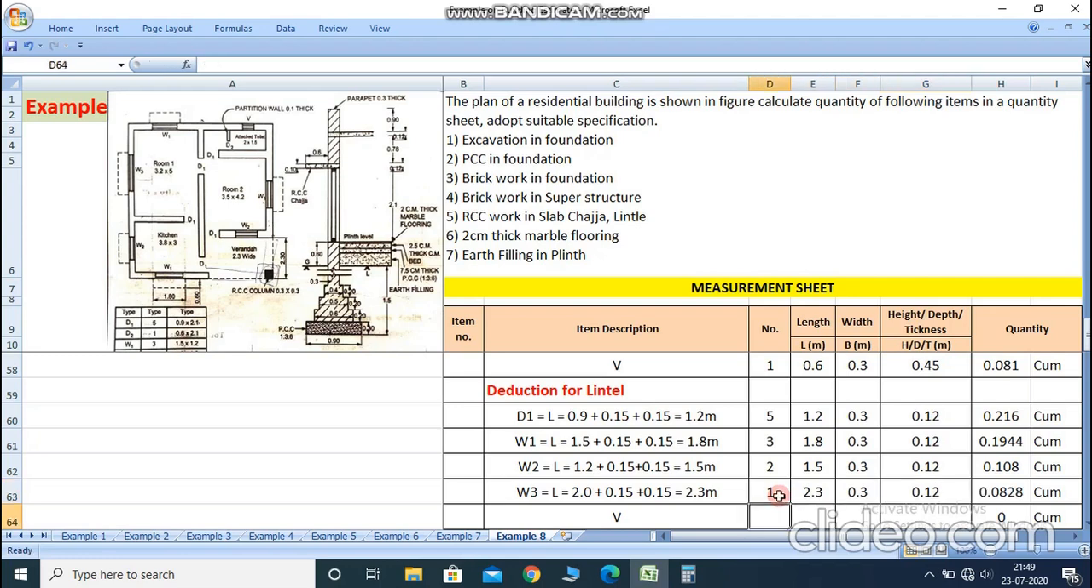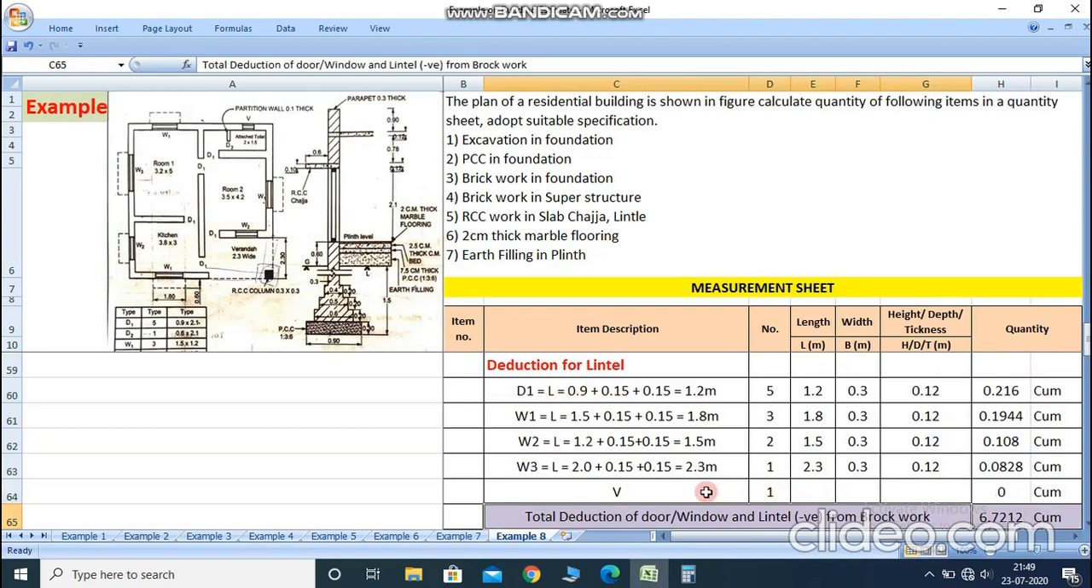Now ventilation, only one ventilation. Then the length of the ventilation is equal to 0.6 plus 0.15 plus 0.15 for the rest on both sides. So 0.9 meter is the total length. So here 0.9, 0.3, 0.12.